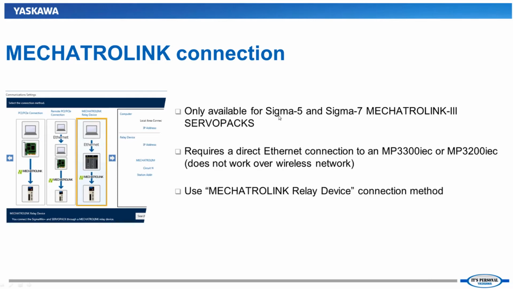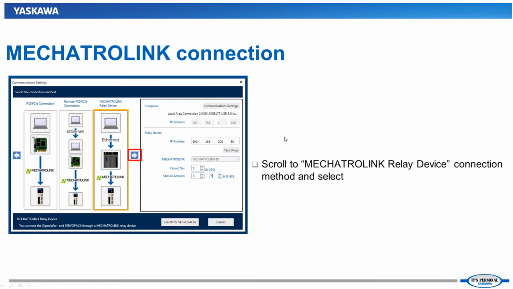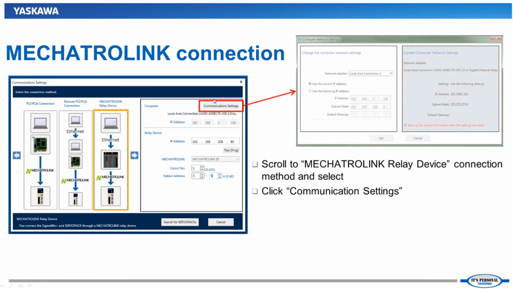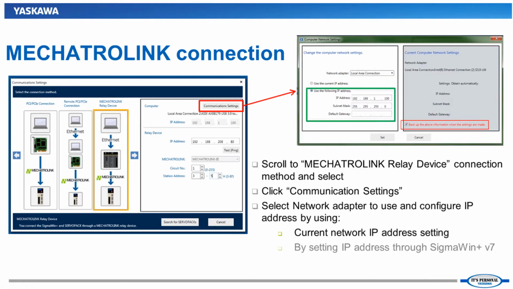To connect over Mechatrolink, you scroll over to Mechatrolink Relay Device. Once selected, you will need to click Communication Settings and either use your current IP address, or you can set an IP address through SigmaWin 7. Need to choose the right network adapter. If you do set the IP address, you can back up your settings so that when SigmaWin is exited, it will revert back to your old IP address settings, which is kind of a handy feature.